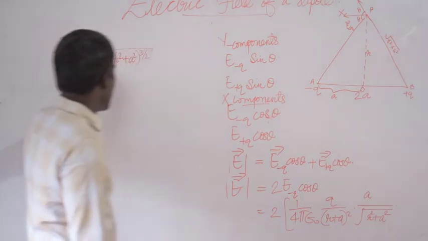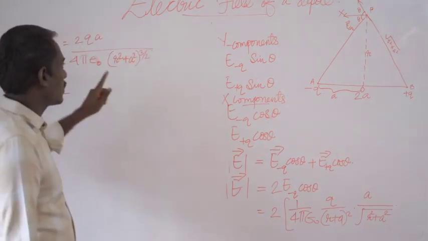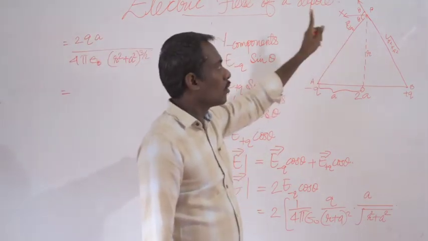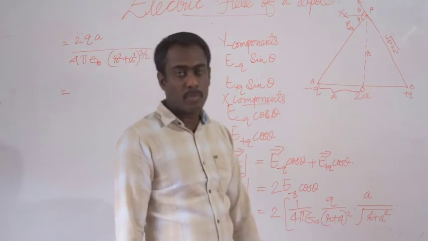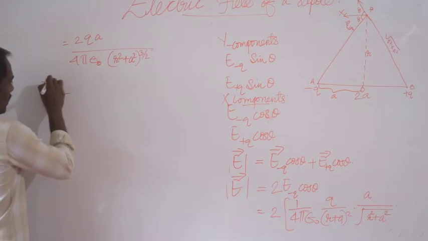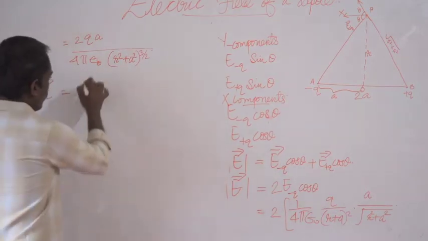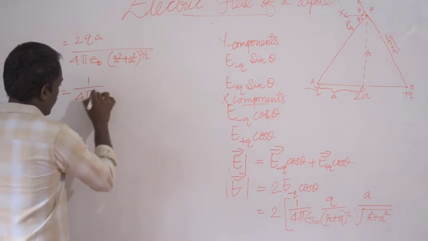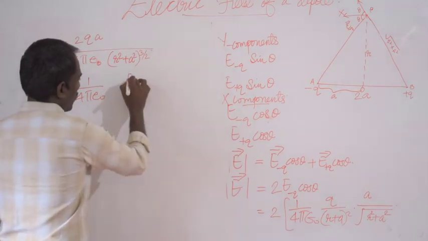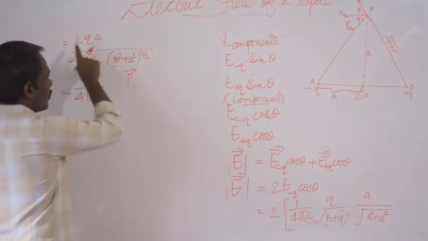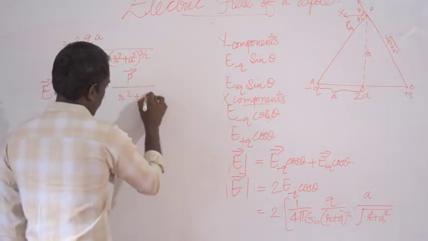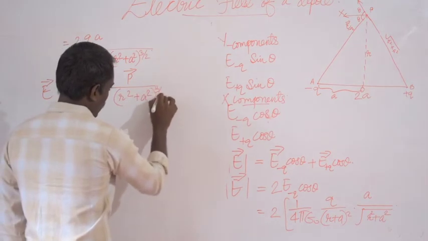Now from this equation, it is clear that the direction of the electric field produced here is opposite the direction of the dipole moment of the dipole. So we can write E, the electric field produced, is equal to 1 by 4 pi epsilon 0. 2 into q into a can be written as the dipole moment P. P is equal to 2qa divided by r square plus a square whole raised to 3 by 2.